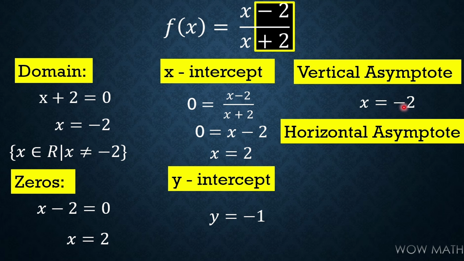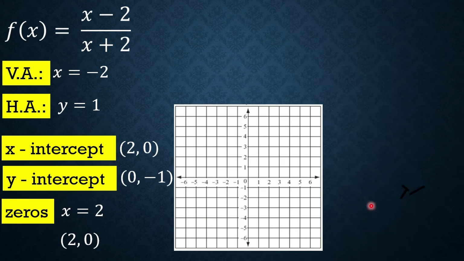Sa horizontal asymptote, since equal yung degree ng numerator at saka denominator, kunin natin yung leading coefficient ng numerator and denominator, and that is 1 over 1. So, the horizontal asymptote is 1. Okay, so, mayroon tayong vertical asymptote na negative 2. So, lagay natin. Yung horizontal asymptote na 1, lagay din natin. And then yung X Intercept natin na 2, 0. So, yan yon. And then yung Y-Intercept na 0 and negative 1. So, ito ay madadaanan ng mga graph. No? Itong X and Y-Intercept natin.